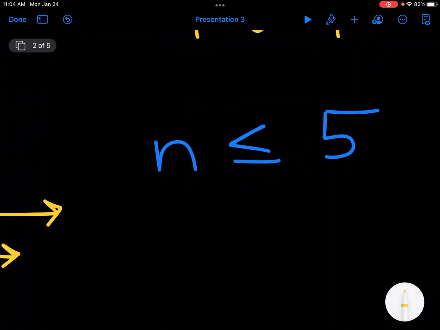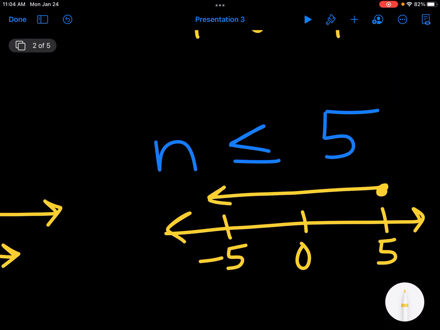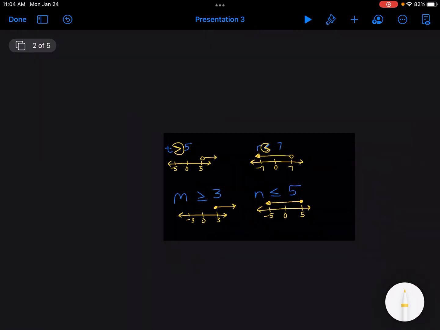N is less than or equal to 5. So that means I have a closed dot, and it's going to be less than or equal to 5. The closed dot tells me that it could be equal to 5 or less than 5.